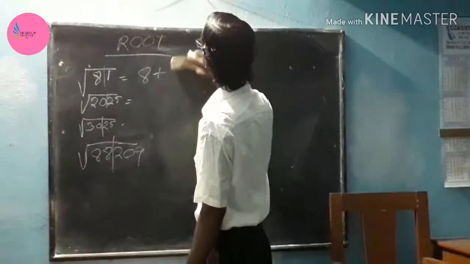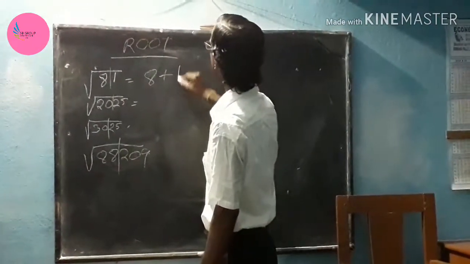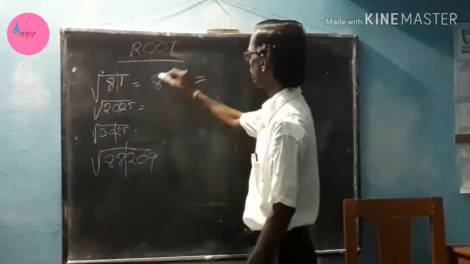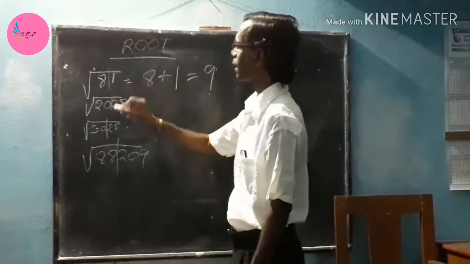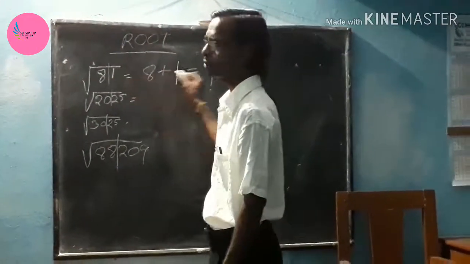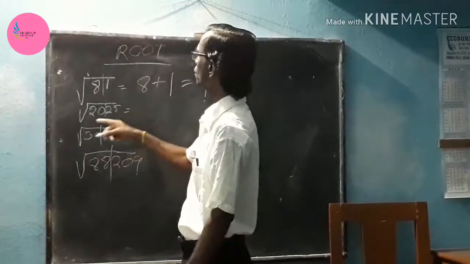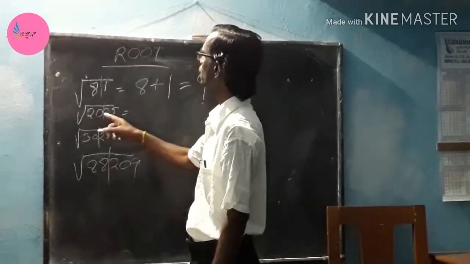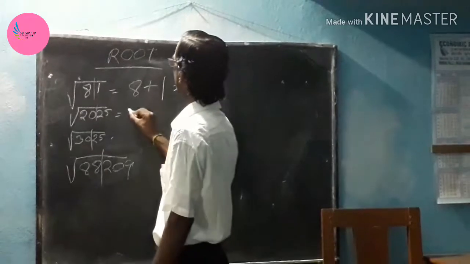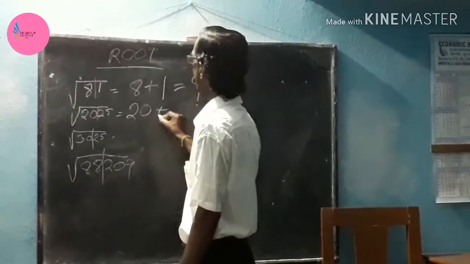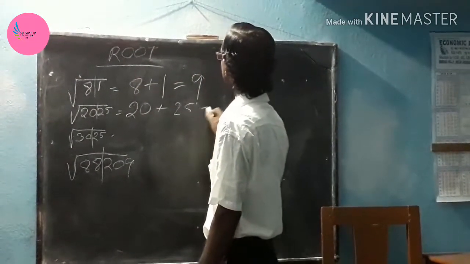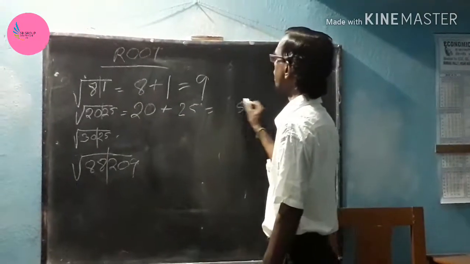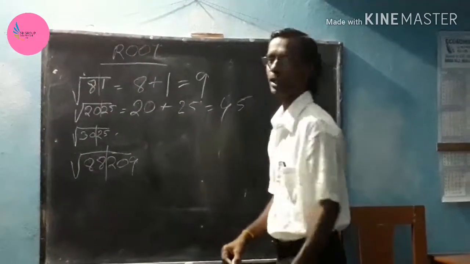There will be 8 plus 1. So what is the calculation? 8 plus 1 is 9. The root of 81 is 9. What more? If you get root of 2025, how will we calculate? 20 and 25, do the addition. 5 and 2 is 4, so 45. That is the answer.